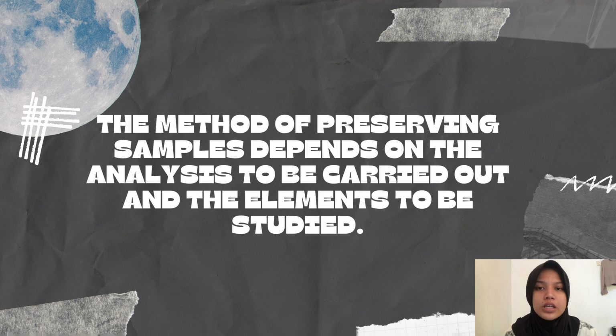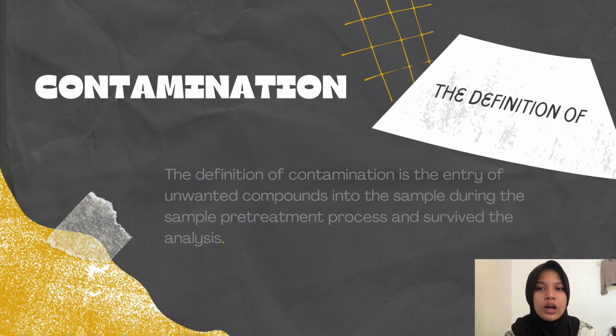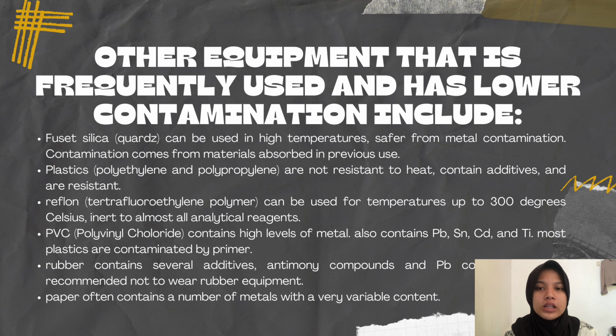Okay, the definition of contamination is the entry of unwanted compounds into the samples during the sample pre-treatment process and analysis. Contamination in samples can come from the atmosphere, operator, equipment, Teflon, polyvinyl chloride, rubber, paper.